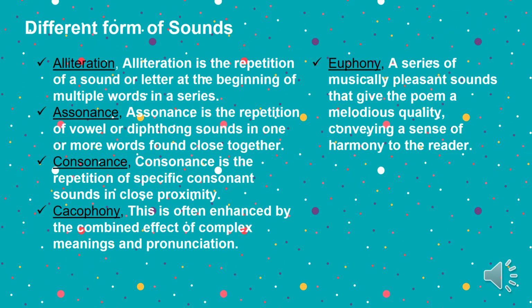Different forms of sound. First, alliteration. Alliteration is a repetition of a sound or letter at the beginning of multiple words in a series. Second, assonance. Assonance is a repetition of vowel or diphthong sounds in one or more words found close together. Third, consonance. Consonance is a repetition of a specific consonant sound in close proximity. Fourth, cacophony. This is often enhanced by the combined effect of complex meanings and pronunciation. And the last is euphony, a series of musically pleasant sounds that give the poem a melodious quality, conveying a sense of harmony to the reader.